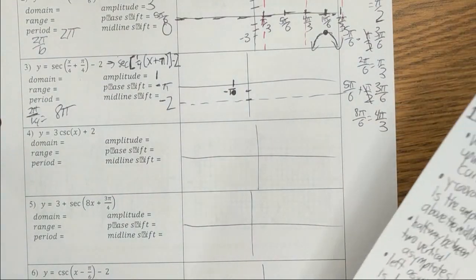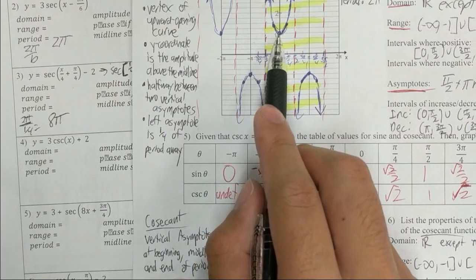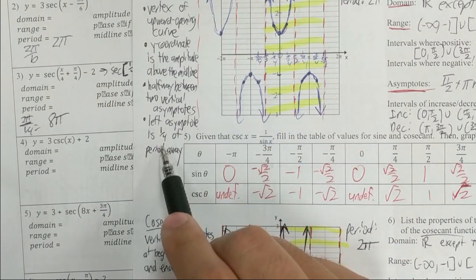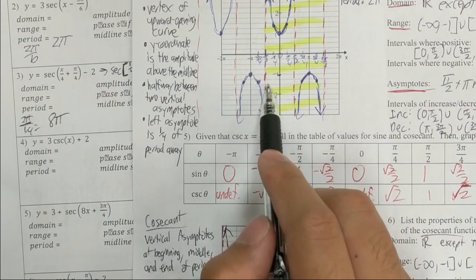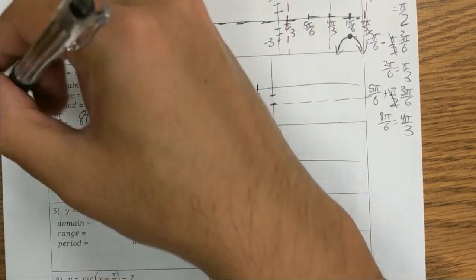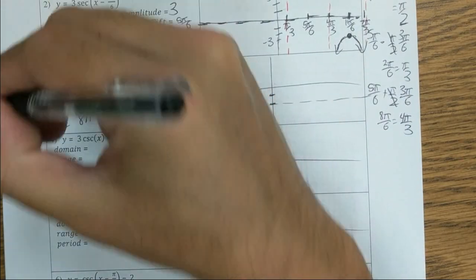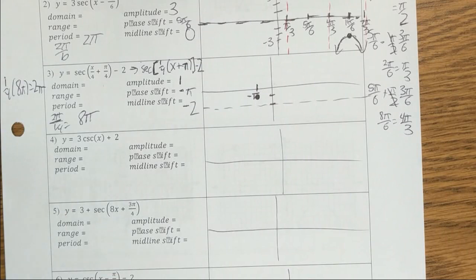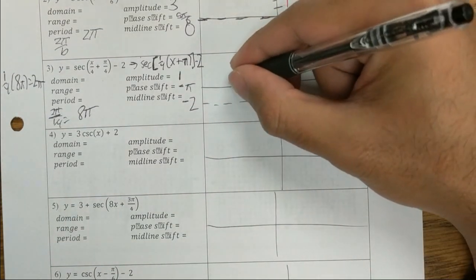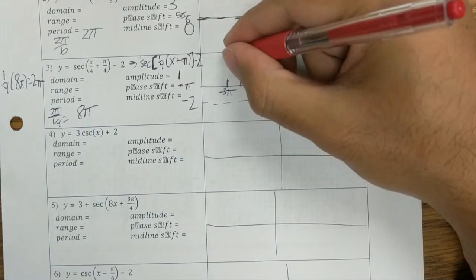Now what about asymptotes? Again, I know that from the vertex, I go left 1/4 of the period to get to my first vertical asymptote. In this case, my period is 8 pi, so 1/4 of 8 pi means the closest vertical asymptote is 2 pi units to the left. So I go 2 pi units to the left, and that's where my vertical asymptote is.